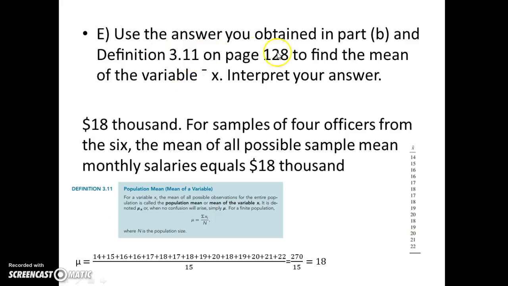Use the answer you obtained in part B and the definition to find the mean of the variable. Interpret your answer. This is what we got in part B from the table, all the means of the samples. And this is the definition to find the population mean. We add all the numbers and divide by the population size. So these are the numbers, and we add them up, divide by 15. When you do that, you get 18.